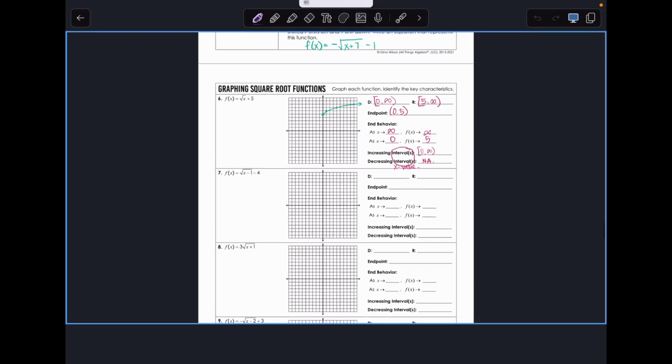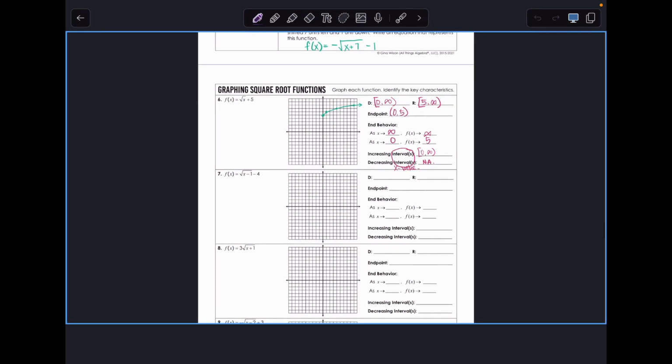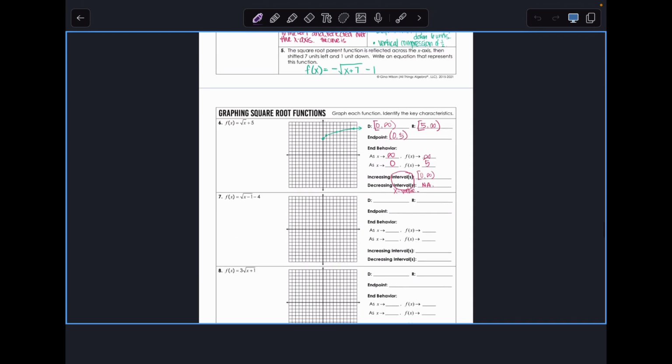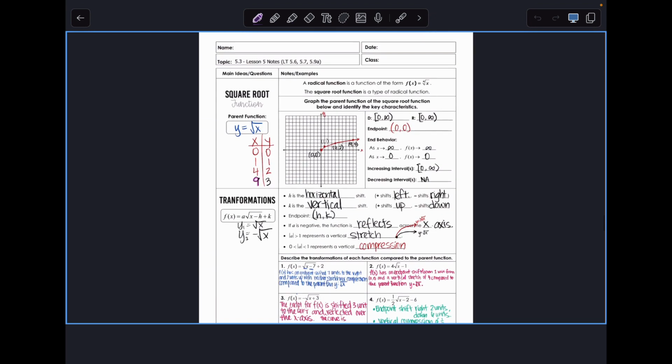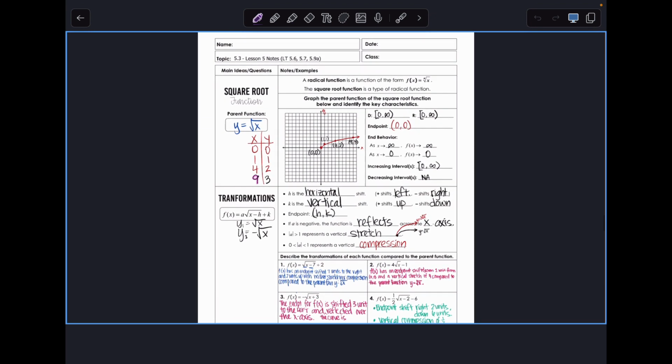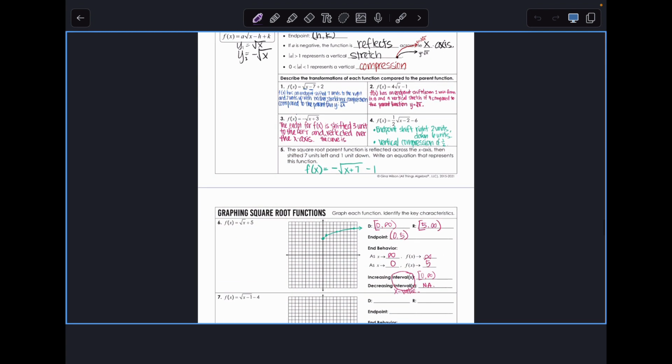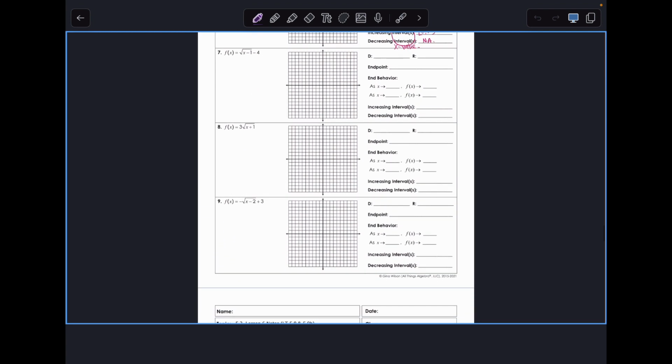Square roots function graphing. Second page to our notes. Here we go. This is our first page, 5.3, lesson 5 notes. Go to number 9 question. There's a reason I need to get there, because Ms. Bian insisted it's over the x-axis, but it's not when it's translated to a different location.